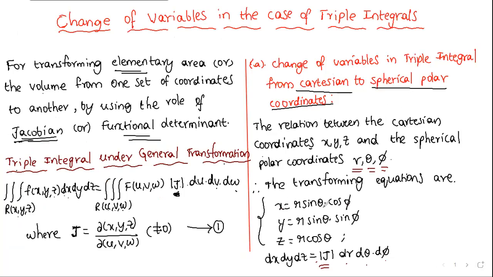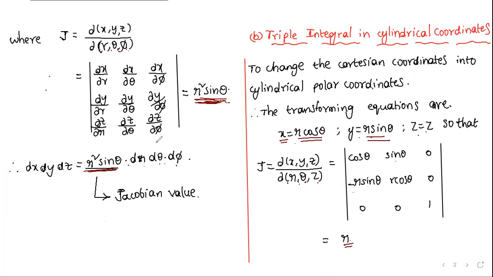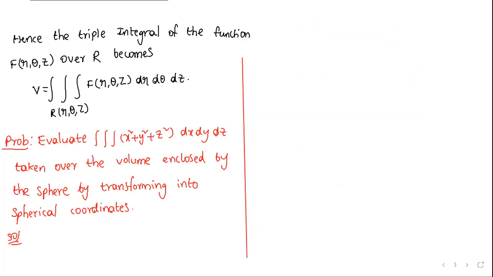x is equal to r sine theta cos phi, y is equal to r sine theta sine phi, and z is equal to r cos theta. dx dy dz is equal to mod J into dr d theta d phi, and the Jacobian value is r square sine theta. By using the transforming equations, I'll solve these problems.